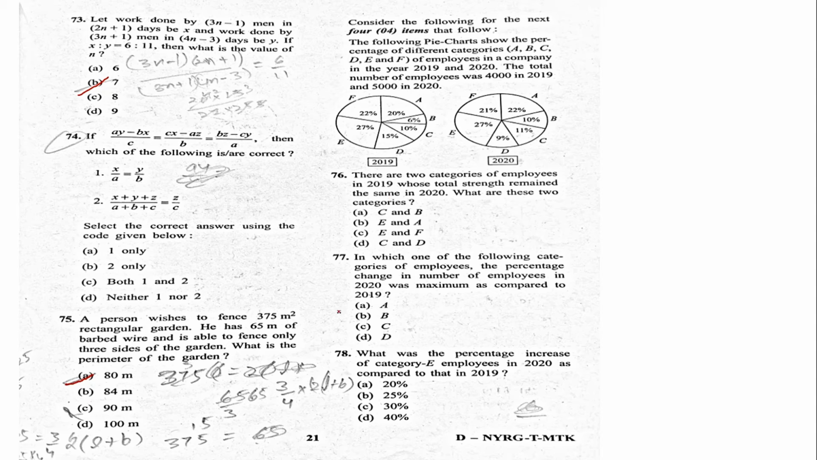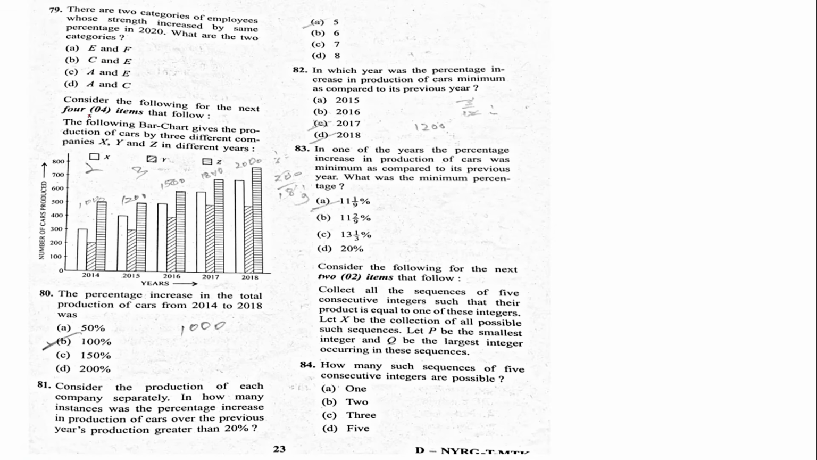And further, I have left this DI. Let's proceed. Then from the 80th question, we can see the percentage increase from 2014 to 2018. So immediately we will be calculating: see, 100, 1200, 1500, 1800, 2000. So the absolute increase is 1000. So 1000 over 1000 is a 100% increase.